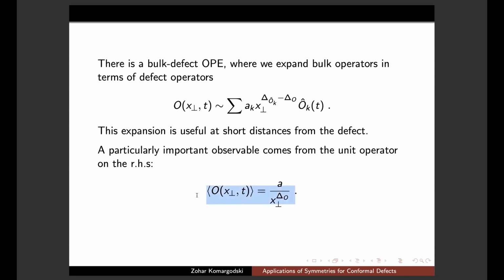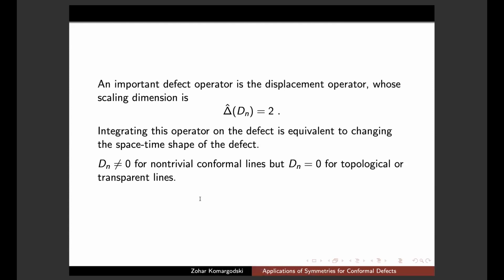So this term comes from the unit operator in this expansion. One of the defect operators is the unit operator. And if the coefficient of the unit operator is non-zero, then we have a one-point function. A very important defect operator that always exists when the defect is non-trivial is the displacement operator.